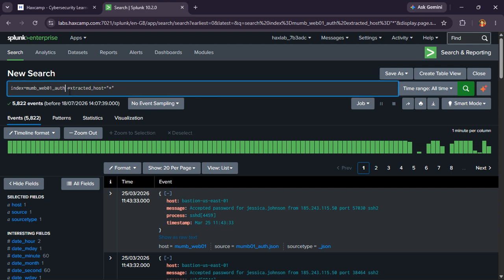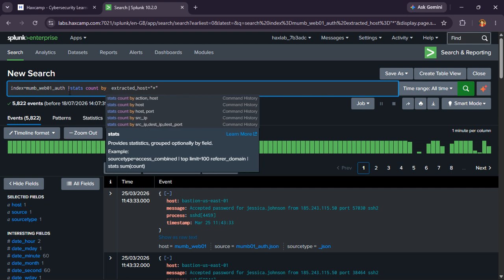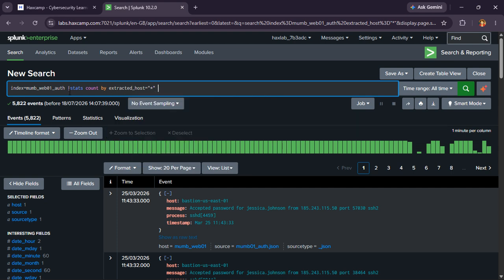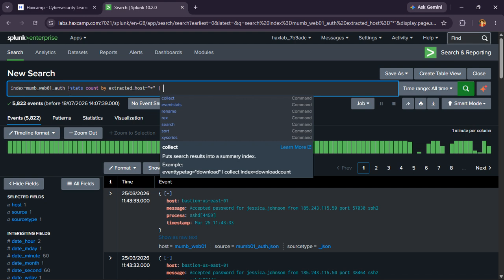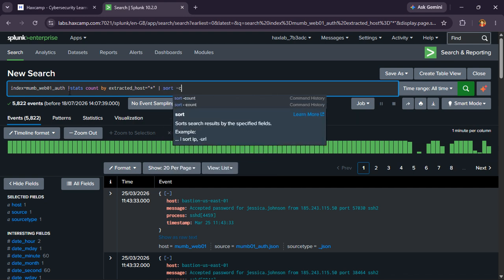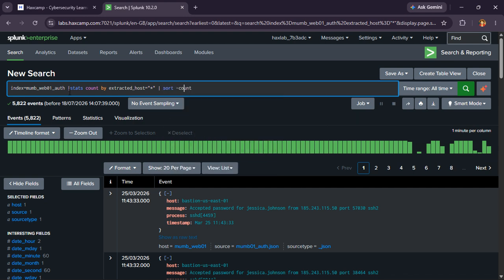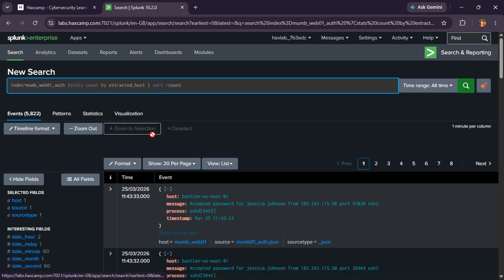Then I need to run stats count by extracted host. Then I need to count and sort this, so it lists the highest amount of attempts. Okay, I need to sort this.